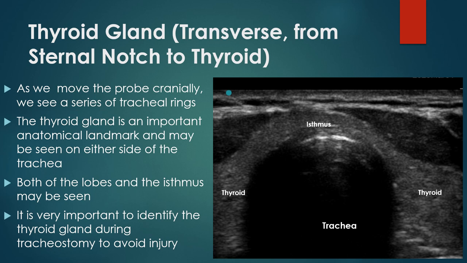It's a very important anatomical landmark and can be seen on either side of the trachea. Obviously, if you're wanting to do a tracheostomy, you're going to probably want to find the thyroid and delineate these structures before you start sticking needles in people. Both the lobes and the isthmus can be seen. It's a very nice, easy to find structure.